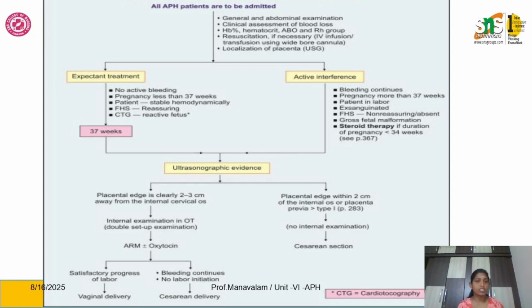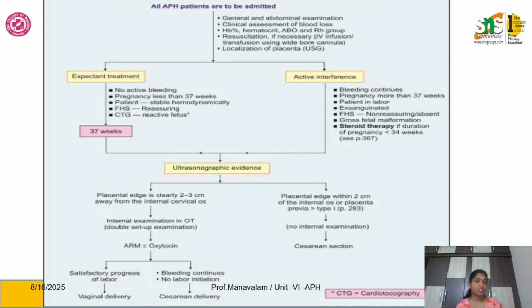After that, we have to assess the placental location. If the placental edge is clearly 2 to 3 centimeters away from the internal os, we can do a double set-up examination. We take the mother to the operation theater, with the setup ready for normal vaginal delivery and cesarean section. If while doing the internal examination the mother has bleeding, it is better to take her for cesarean delivery. If the mother doesn't have any bleeding or symptoms of shock, we can wait, do the artificial rupture of membranes and infuse oxytocin.